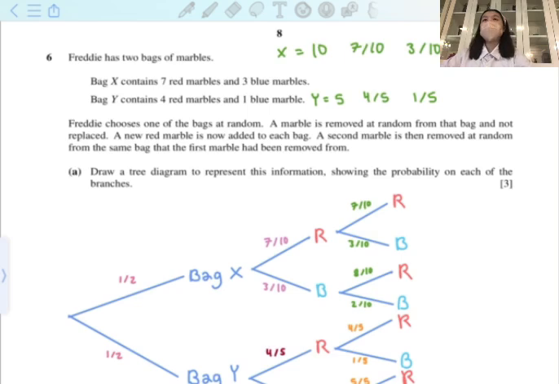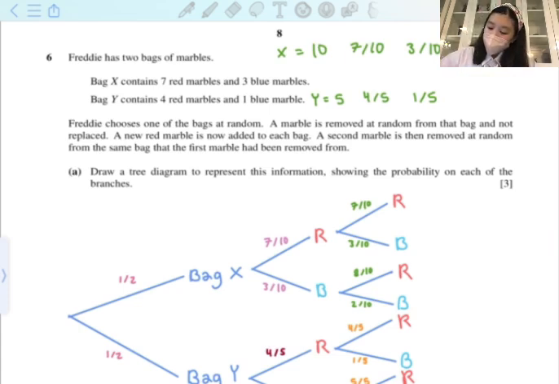This sounds like a lot of information, but let's break it down into simple, understandable bits. So you see here, bag X contains 7 red marbles and 3 blue marbles, which means that the total amount of marbles in bag X would be 10, because 7 plus 3 is 10. Bag Y contains 4 red marbles and 1 blue marble, so 4 plus 1 equals 5. The probability of drawing a red marble from bag X would be 7 out of 10, and the probability of drawing a blue marble would be 3 out of 10. This is because there are 7 red marbles, and the total is 10 marbles, so we divide 7 by 10. Same goes for blue.